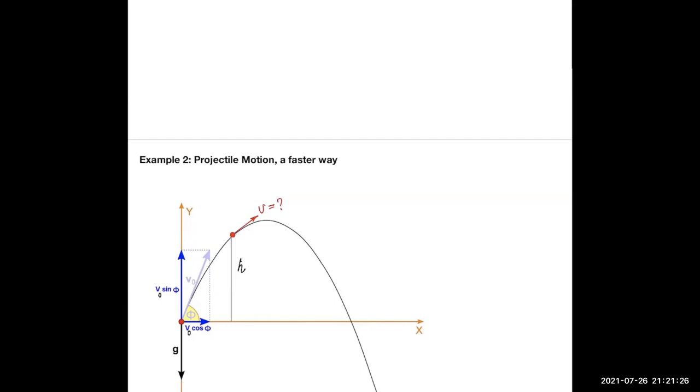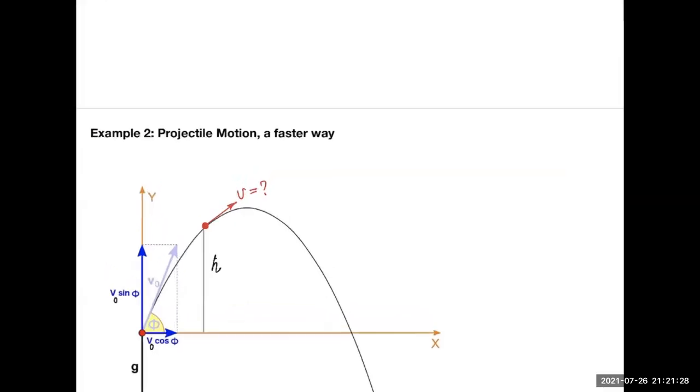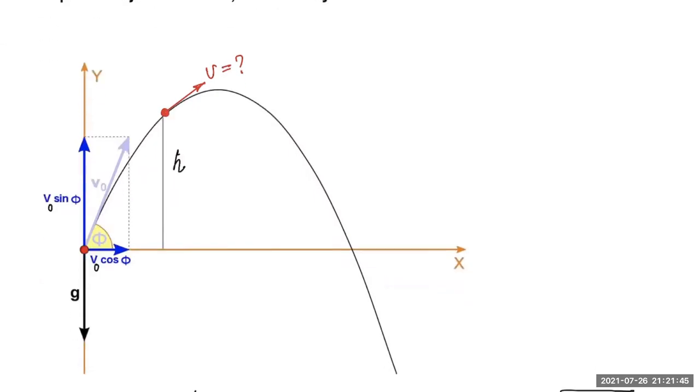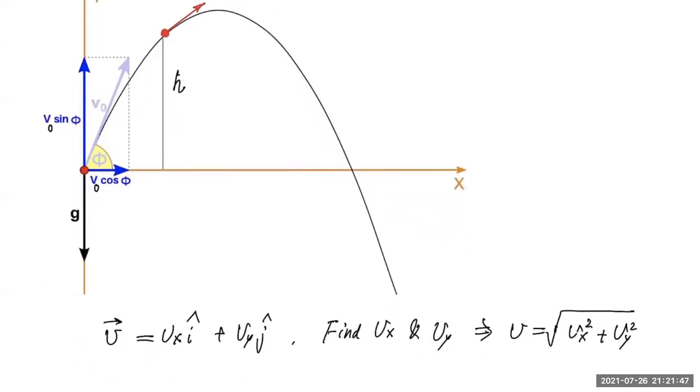Well, this problem belongs to chapter 4, and we know how to do that from chapter 4. The idea was to break down the motion into x and y direction, and then that tells us what Vx is and what Vy is. Then you can just add them together by combining the horizontal and vertical components. So, you know, that's the strategy, right?